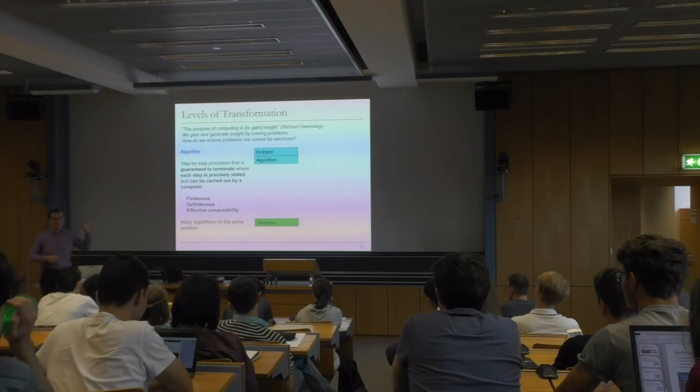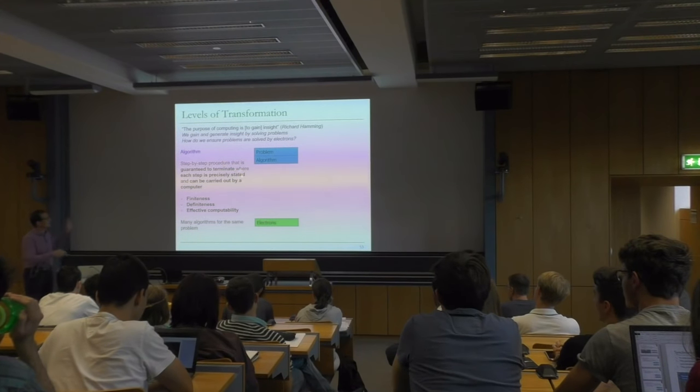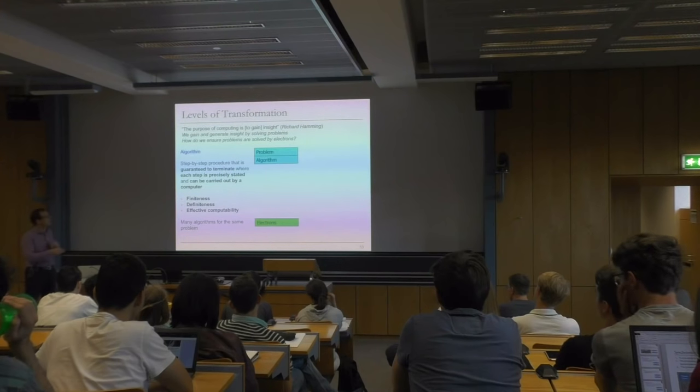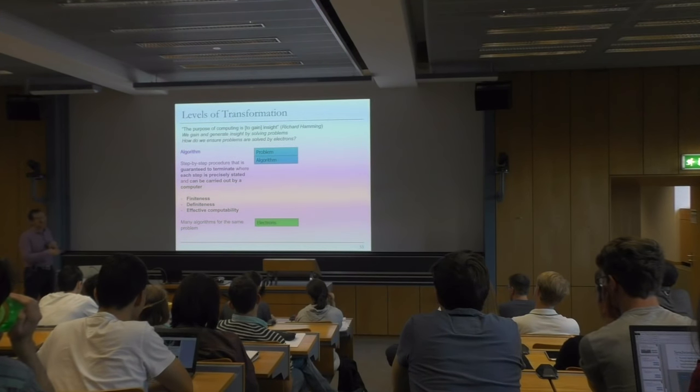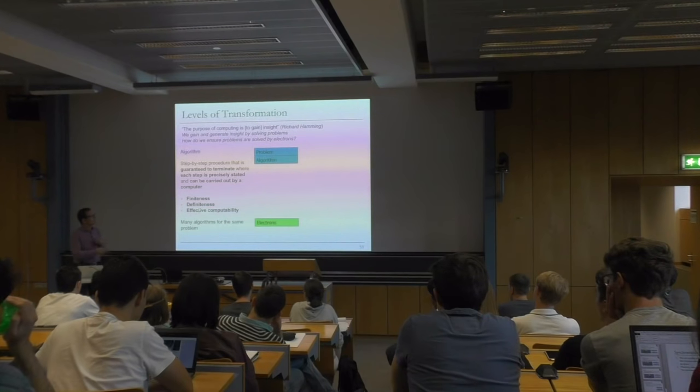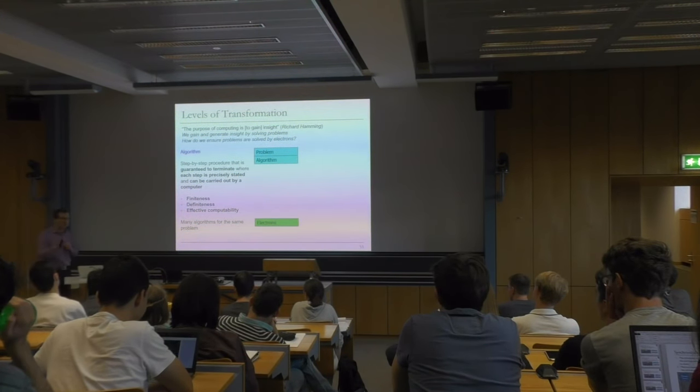An algorithm has some definition, which I'm not going to go into in detail, but basically, there's a very precise definition for an algorithm. It's a step-by-step procedure that's guaranteed to terminate, where each step is precisely stated such that it can be carried out by a computer. So it needs to be finite, ending, it needs to be definite, precise, and it needs to be effectively computable. Every step should be effectively computable by a Turing machine.